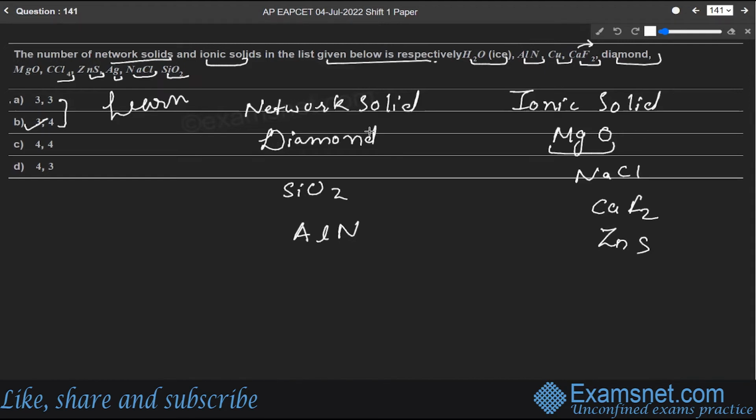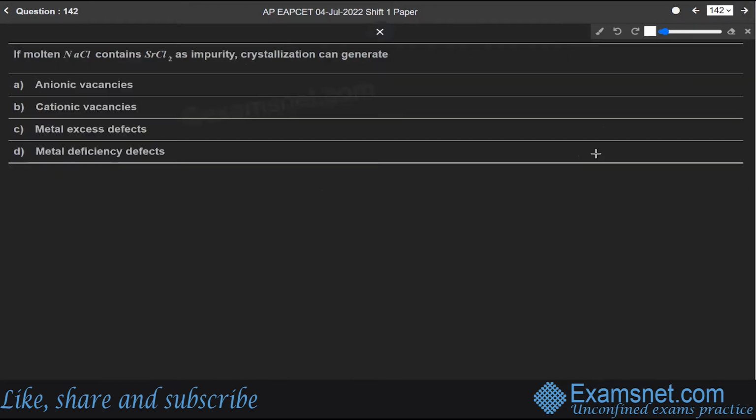So let's go to the next question. That's 142. So again, the question is from solid state. Solid state has high weightage nowadays.